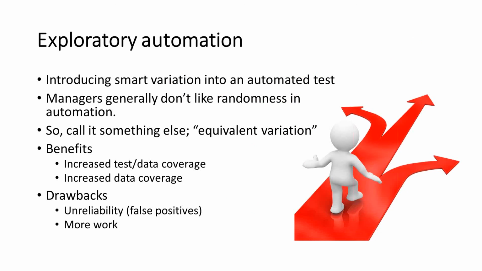The last thing I'll talk about is exploratory automation. This is starting to get a lot of attention. There are many different ways to think about exploratory testing. When I think about exploratory automation, I'm thinking about variation in my test. How can I vary the data? How can I make my test more robust?